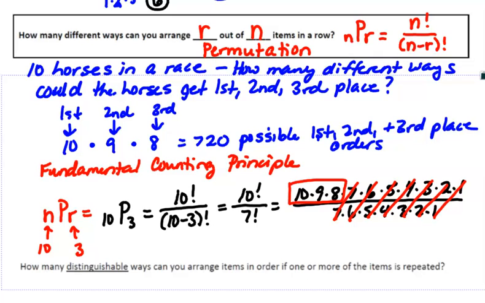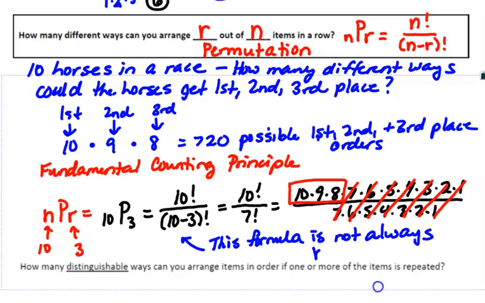So this formula is not always necessary. You could figure this out without it. But I'm showing it to you because this formula leads to a couple of other formulas that are essential to use. I don't really need the formula for permutations. I can figure out how many ways to put something in order just using the fundamental counting principle.